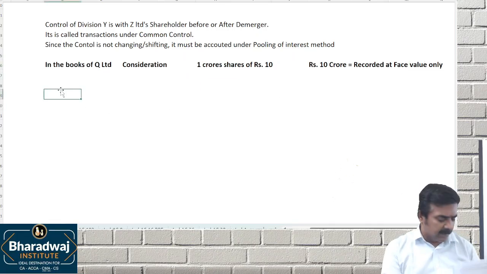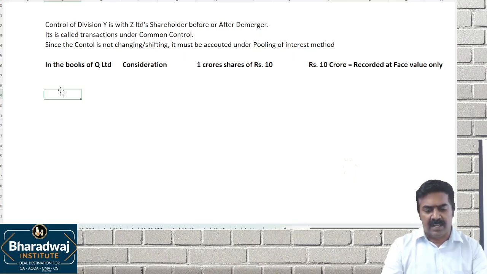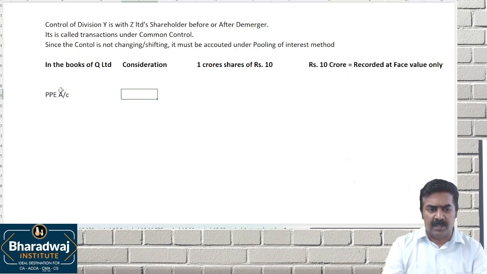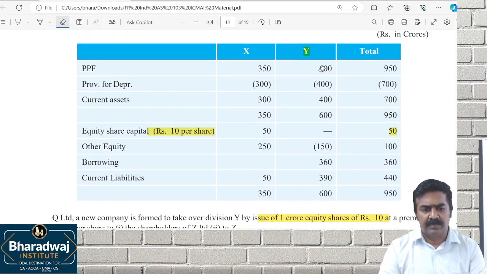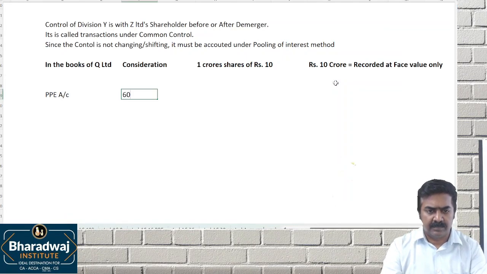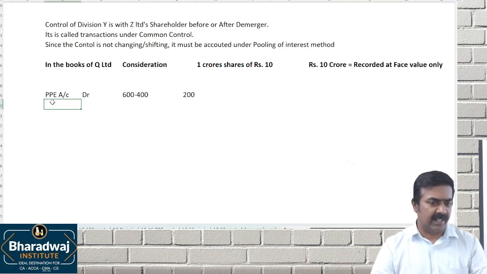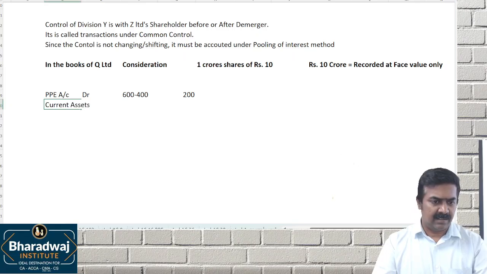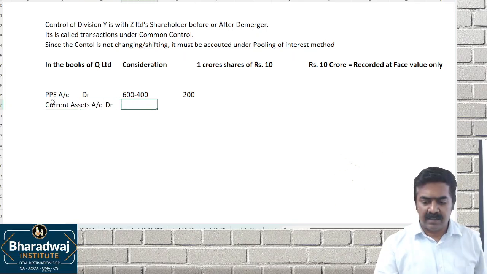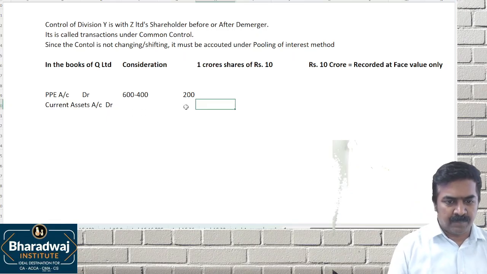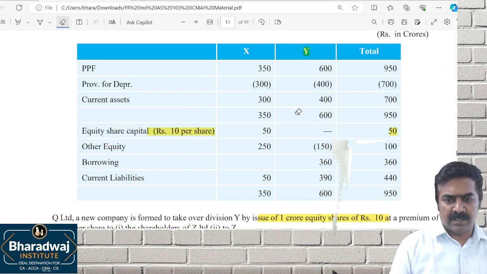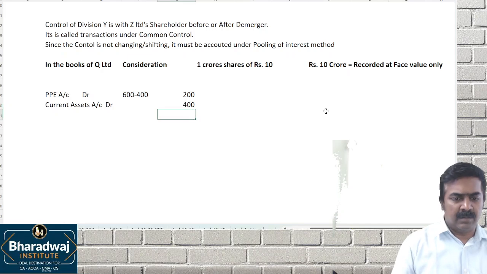What journal entry will we pass? We have to take over the Y division. Land, property, equipment account debit. What is the value? 600 minus 400. Then current assets account debit. How much? 400. Book value, everything at book value.